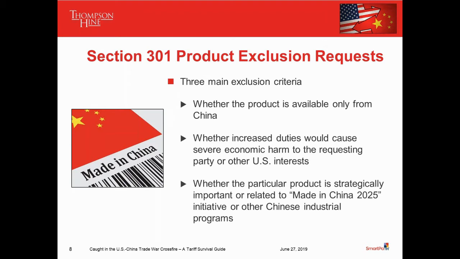If a requester is claiming that a product is not available from sources outside of China, an explanation of any attempts to source the product from the United States or third countries must be provided. You cannot simply check the box, no, that it's not available from anywhere else. You have to provide some type of analysis and explain why China is the only source available to your company. And in that process, we found here at Thompson Hine that HTS import data contained in the U.S.